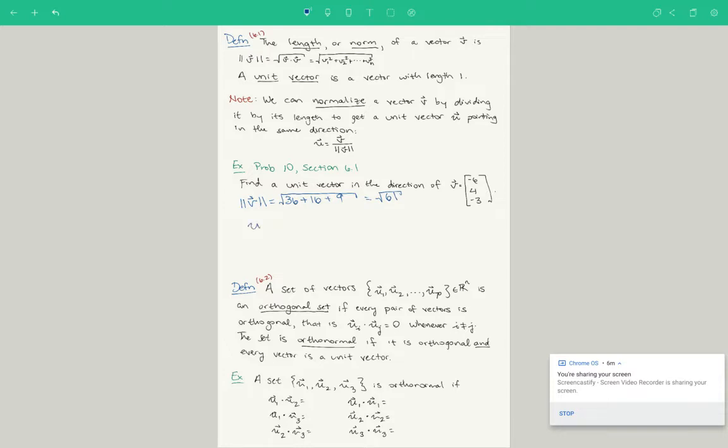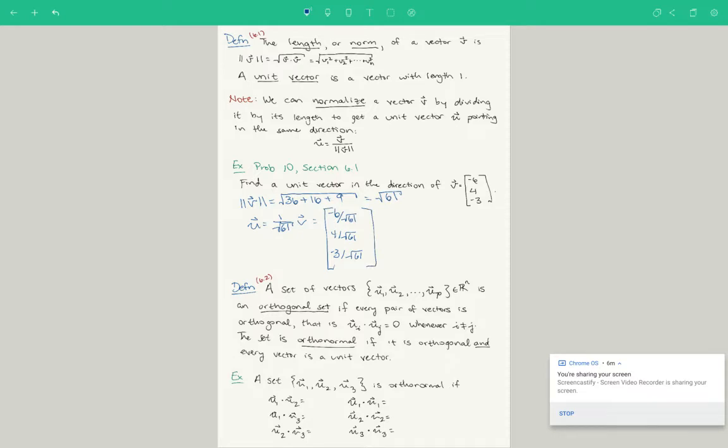So if we want to find the unit vector, then all we do is we divide our vector v by the square root of 61. So we take every component in the vector v and divide it by square root of 61. So our new vector is -6 divided by the square root of 61, 4 divided by the square root of 61, and -3 divided by the square root of 61. So this still points in the same direction, but now it has length 1.